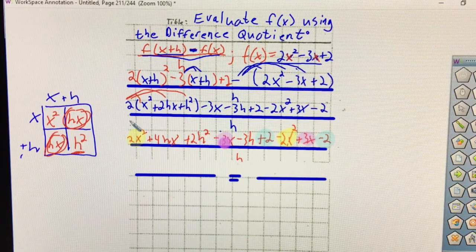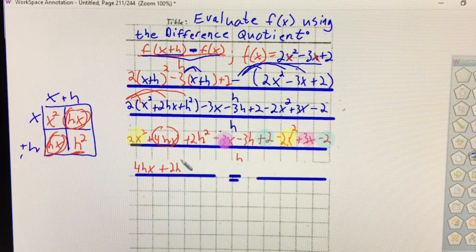Now I'm going to bring down these combined terms. So that's going to leave me with a 4hx, a 2h squared, minus 3h, all over h. Now let's see, we have an h in every term. An h here, an h here, and an h here. We'll say that's muchos hachas, a lot of h's.